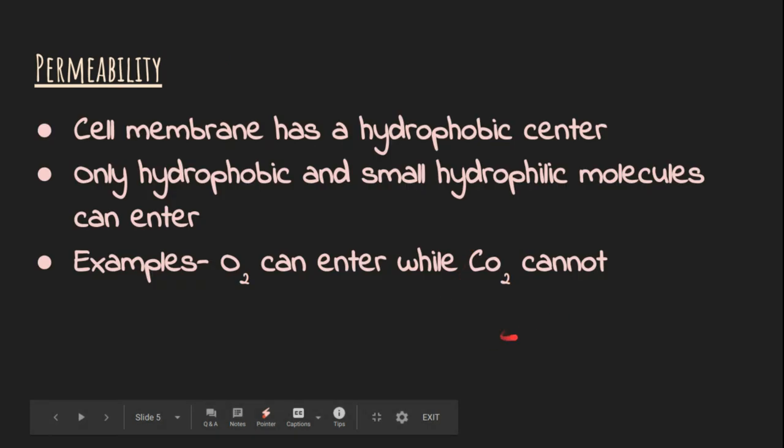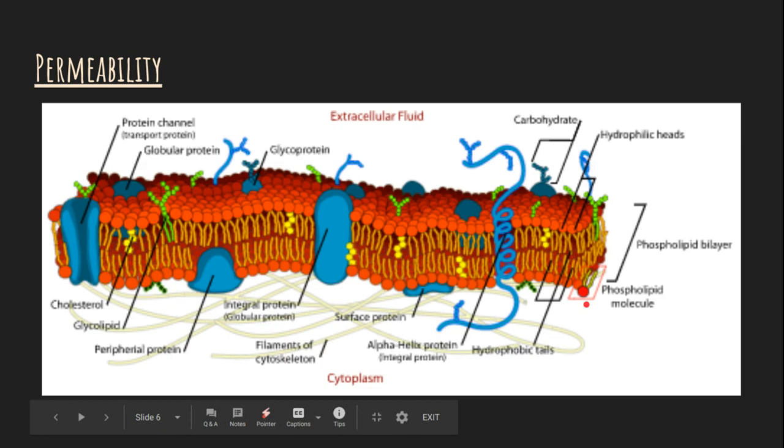That means that substances that are hydrophilic are going to have a hard time passing through. So only hydrophobic and smaller hydrophilic molecules can enter. Oxygen, for example, is able to enter because it is small, but CO2 will not be able to enter. Oxygen can also enter because it's hydrophobic, while CO2 is hydrophilic because it has that carbon and oxygen bond.